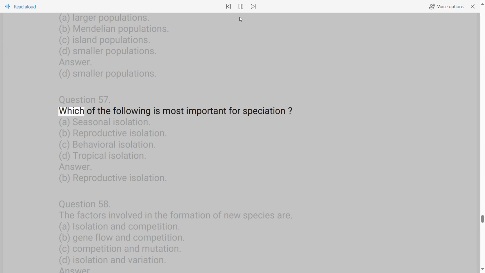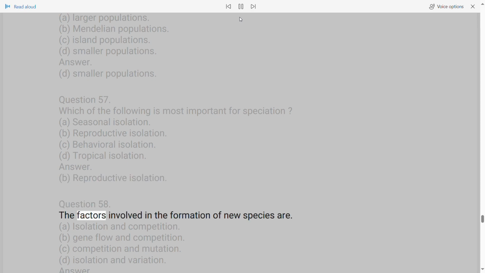Question 57. Which of the following is most important for speciation? A. Seasonal isolation, B. Reproductive isolation, C. Behavioral isolation, D. Tropical isolation. Answer. B. Reproductive isolation.